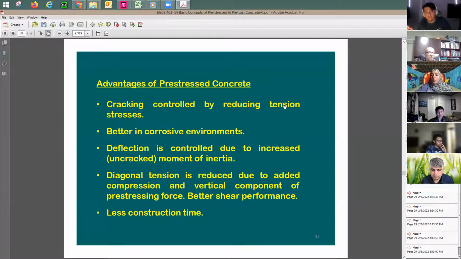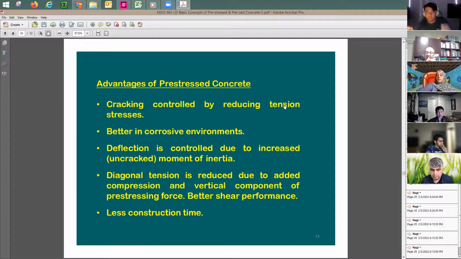If I have this corrosive environment, why is this going to be better in corrosive environment? Because you're going to be reducing or controlling the cracks. So in a case like this, no moisture, nothing's going to be getting into the rebars or the strands. That's why it's going to be better in corrosive environment.